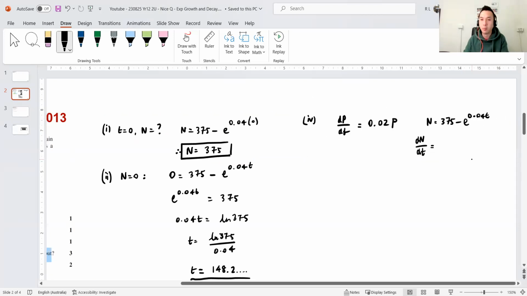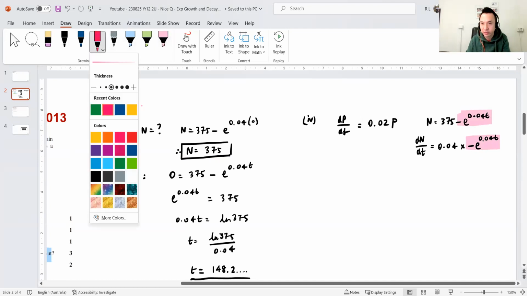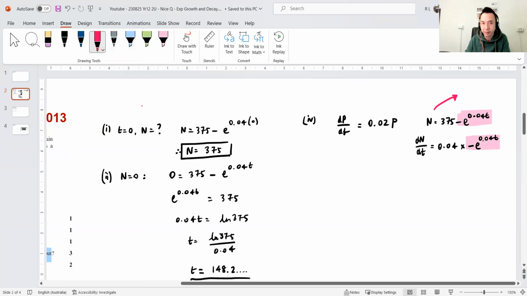Perfect. So differentiate that, put the 0.04 down, differentiate it and then multiply it by negative e^0.04t. Now, before you combine it, I want to show you something. See this bit here? You can make that the subject from upstairs, where if you did, then you get minus e^0.04t equals N minus 375, right?